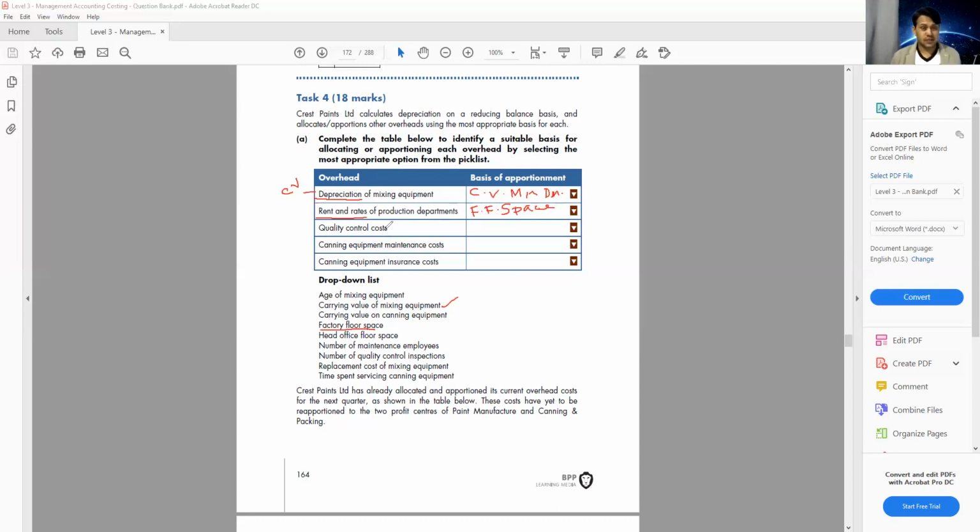Quality control cost. It will depend on how many times you did the quality control, isn't it? Inspection. If you do more inspection, the cost will be more. Less inspection, less cost. Quality control cost, so it's a number. There it is. Number of quality control inspection.